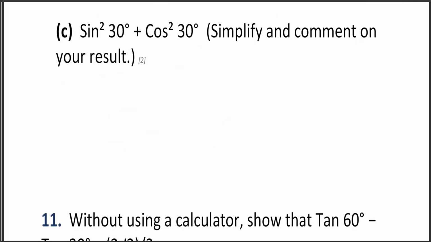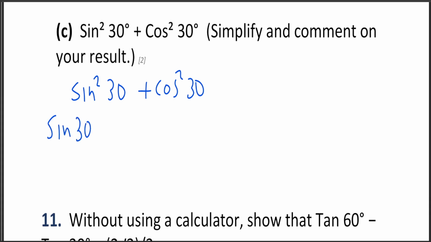Now, what about this? Hii sin squared 30 plus cos squared 30. Simplify and comment on your results. So sin squared 30 plus cos squared 30. Hii sasa yamaanisha umechukua sin 30 ukamultiply na sin 30, ndio maana ukapata sin squared 30. Na cos squared 30 ulichukua cos 30 ukamultiply na cos 30.